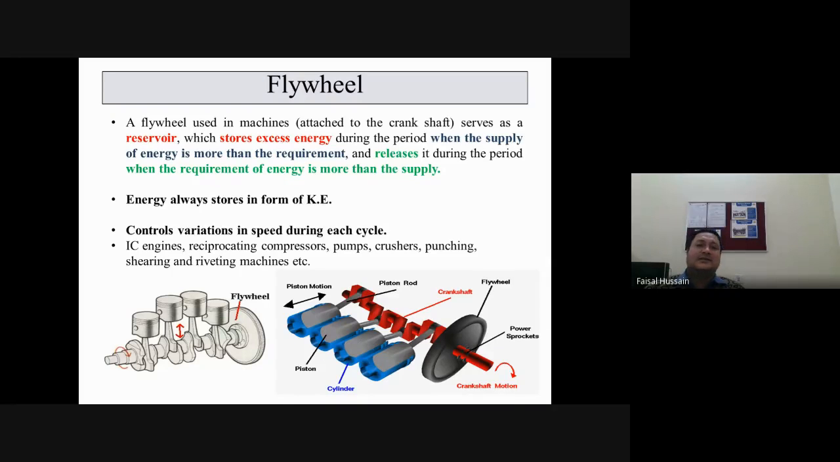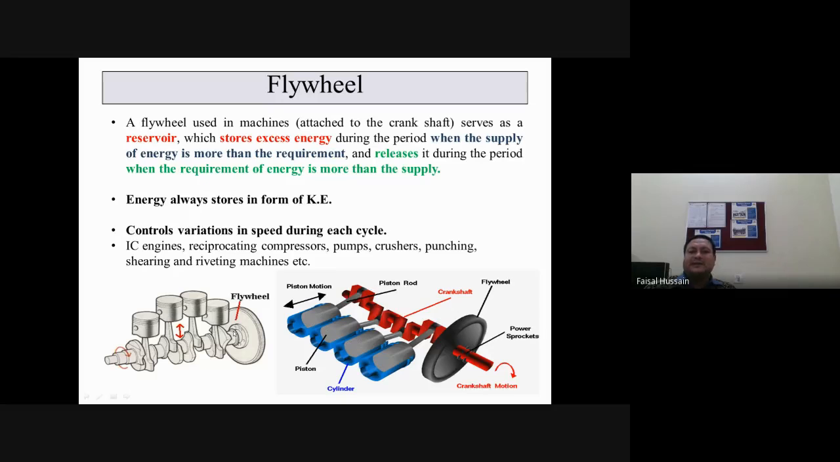Now this excess energy is your kinetic energy, and this kinetic energy is stored during the period when supply of energy is more than the requirement, and it releases it during the period when requirement of energy is more than the supply. In this figure also, here you can see this is the flywheel, this is the crankshaft and it is attached with the crankshaft. So generally flywheel stores the energy and releases the energy as per the requirement.